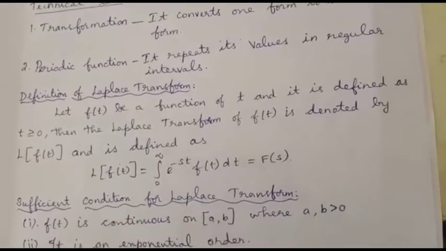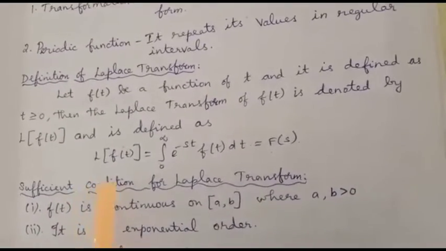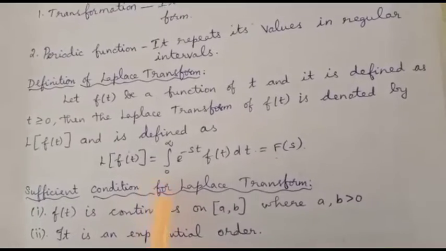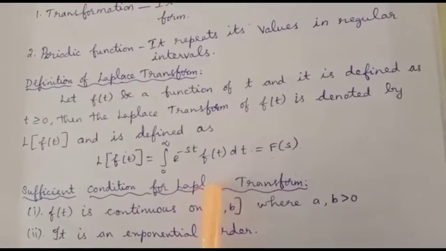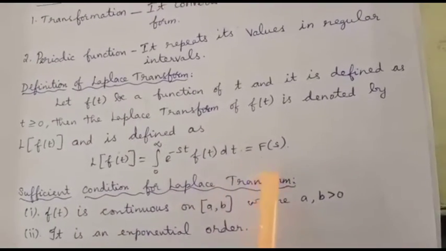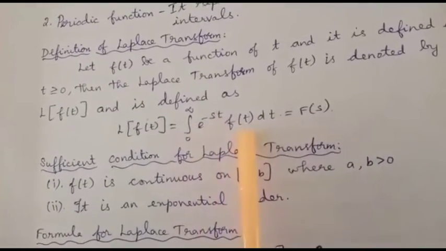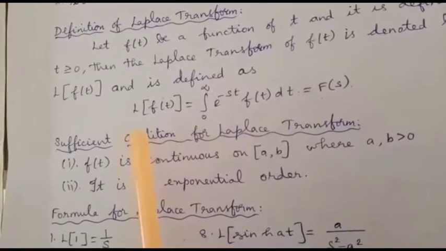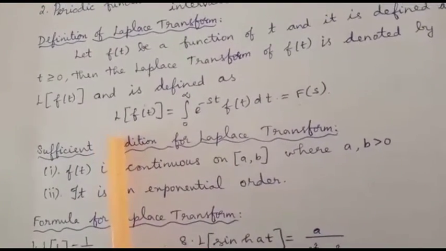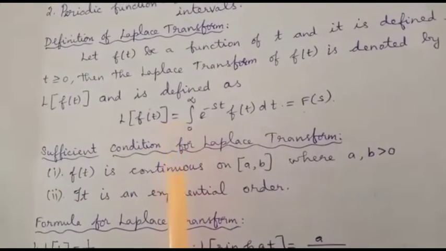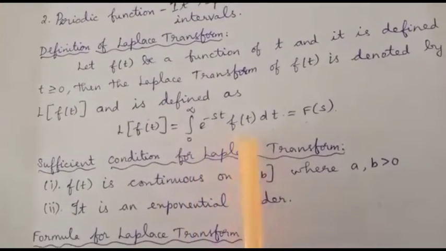Now let us see the definition of Laplace transform. L of f of t equal to integral 0 to infinity e power minus st f of t into dt. So it will be equivalent to capital F of s. This s is a parameter and t is a time domain. Therefore, the definition of Laplace transform is L of f of t equal to integral 0 to infinity e power minus st f of t dt.